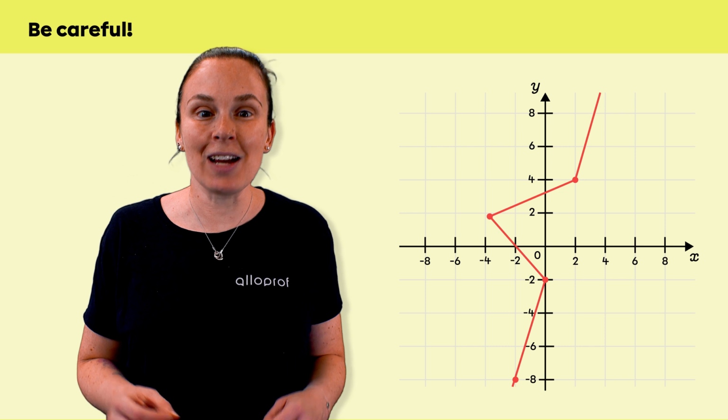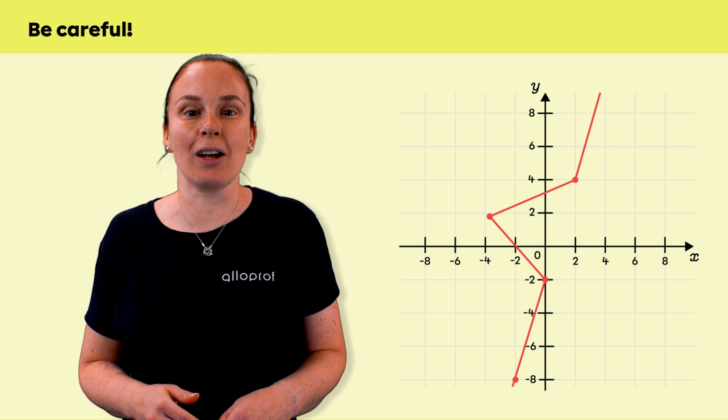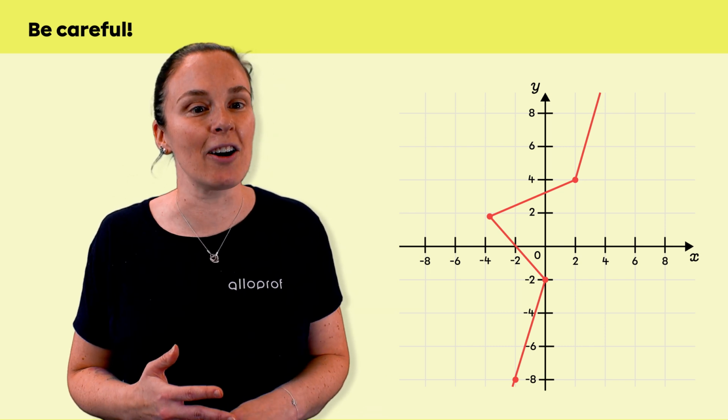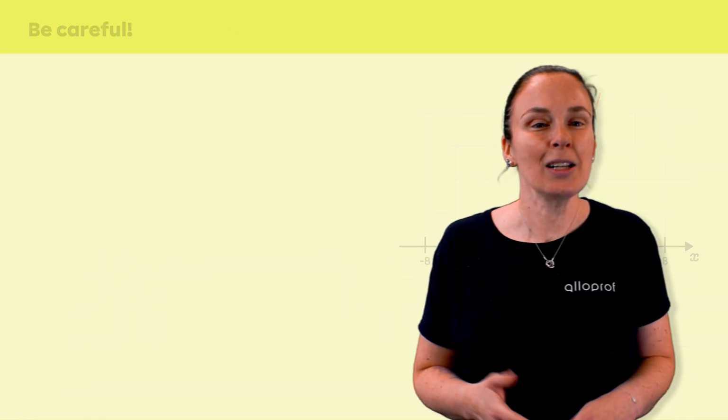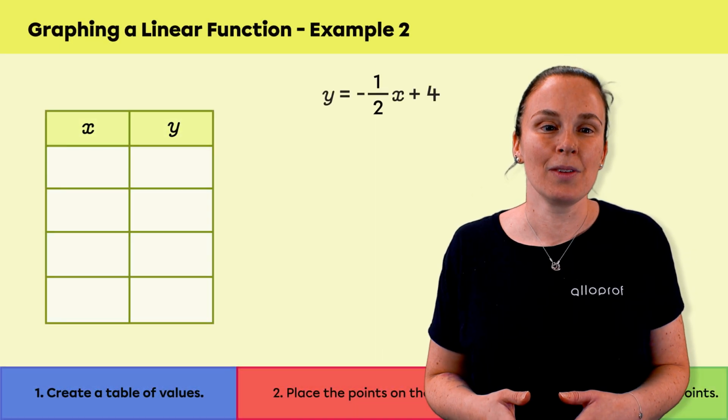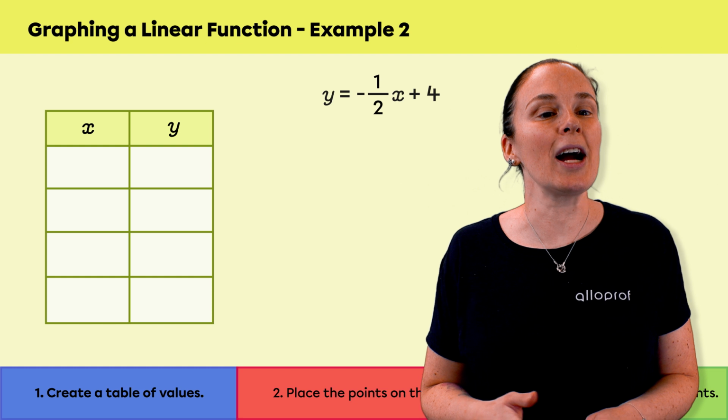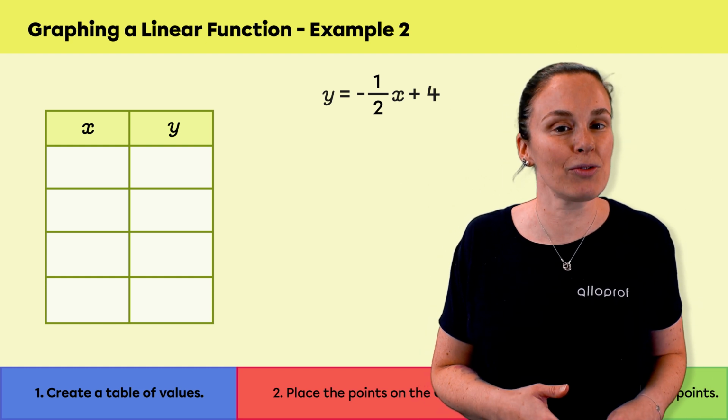Be careful. If the connected points don't make a straight line, either you've made a calculation error or the points aren't placed correctly on the graph. Let's move on to another example. Graph the line for the equation y equals -1/2 x plus 4.